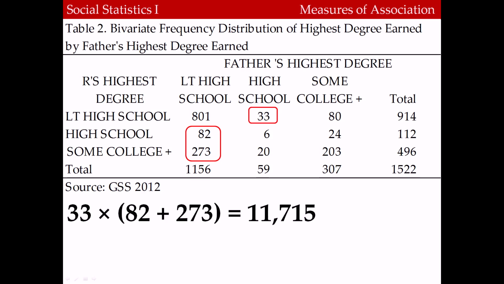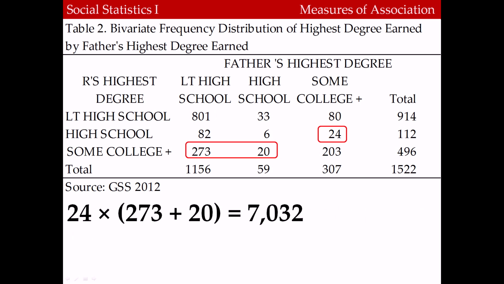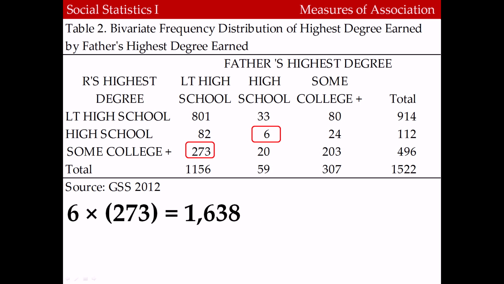But we also have to account for every other cell, and so we move on to the next cell, and we find that it has a negative relationship with two cells. We add up their cell contents, 82 and 273, multiply it by 33, and we get 11,715. The next cell has nothing below and to the left, so we can skip it. So we move on to the next row. And so we can see that this cell has a negative relationship with two cells, the two that are below and to the left. And so we add the two together, 273 and 20, and we multiply it by 24, and we get 7,032. The next cell has a negative relationship with only one cell, and so we multiply the two cell contents together, we get 1,638.